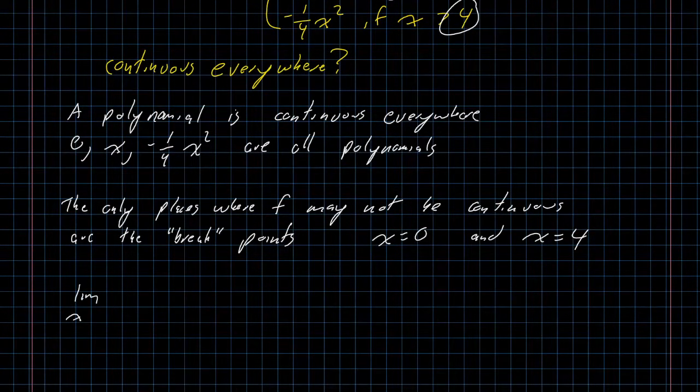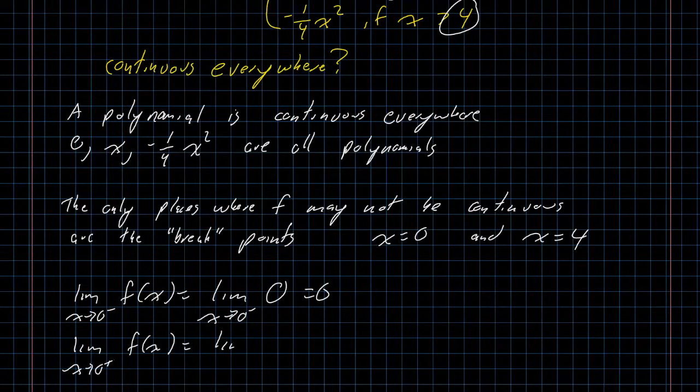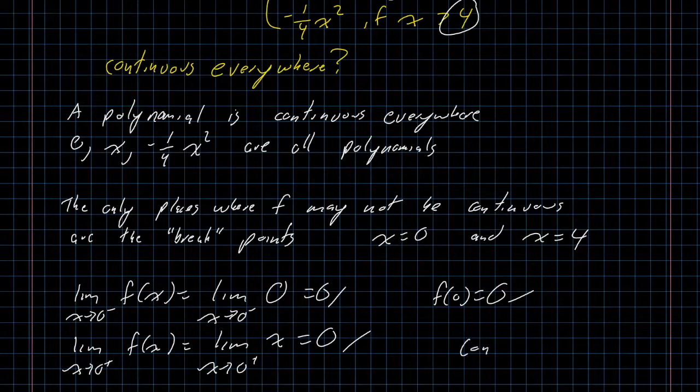The limit as x approaches 0 from the left of f of x is equal to the limit as x approaches 0 from the left of 0, which is 0. The limit as x approaches 0 from the right of f of x is equal to the limit as x approaches 0 from the right of x, which is 0. And finally, f of 0 is equal to 0. 0, 0, 0, everywhere 0. So we are continuous at x equals 0.